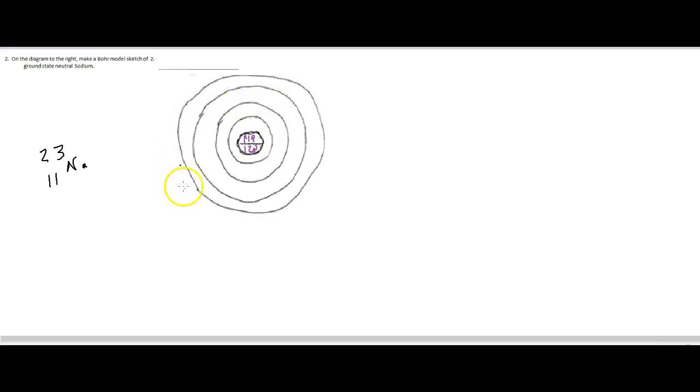Now I got to start filling in my shells, right? So I start to try to fill in my shells. Now when I fill in my shells, I know that I have 11 electrons to fill them in with. Now the question is, how many electrons go in each shell? And that's when I use my great big cheat sheet.